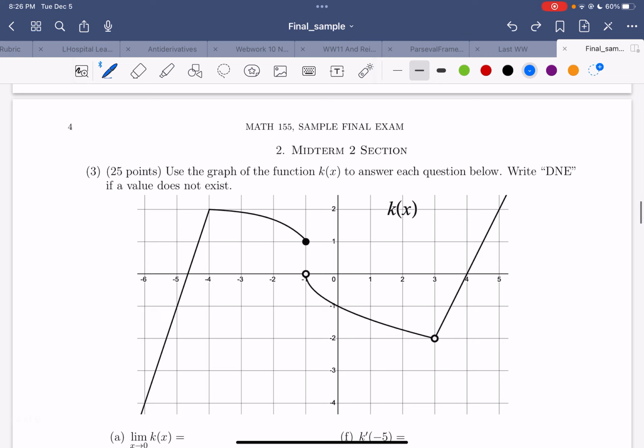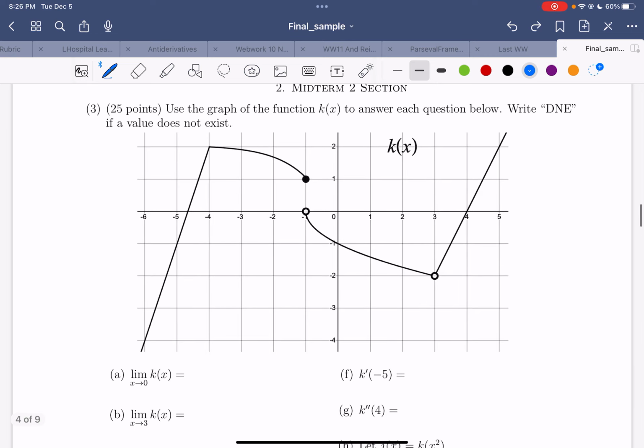Midterm 2. So use the graph function, answer the questions below. Right, does not exist if the value doesn't exist. So let's take the limit as x goes to 0. So limits are predictions. If I let x get closer and closer to 0, and I live on this graph, my prediction is that I'll touch -1.